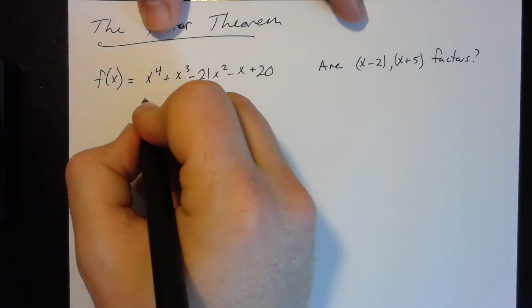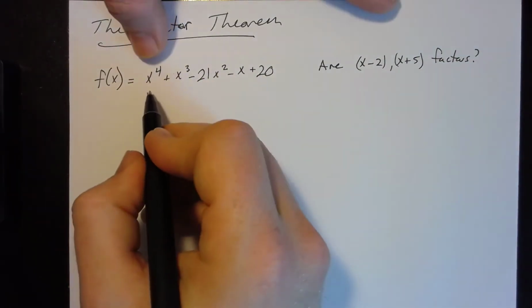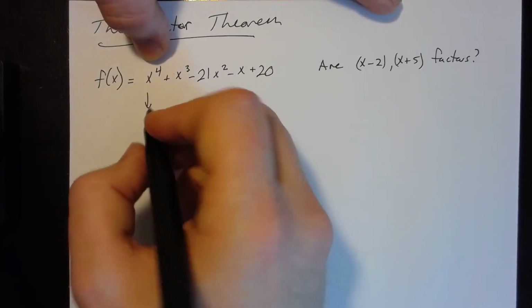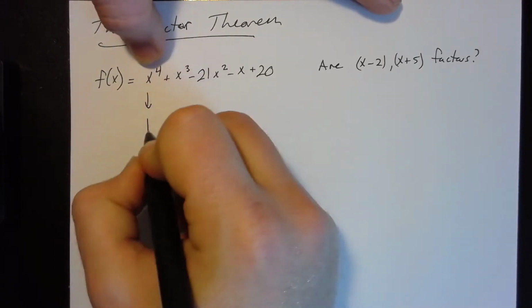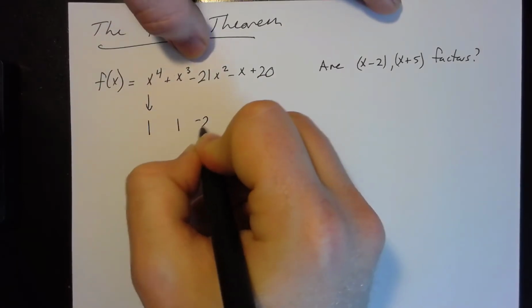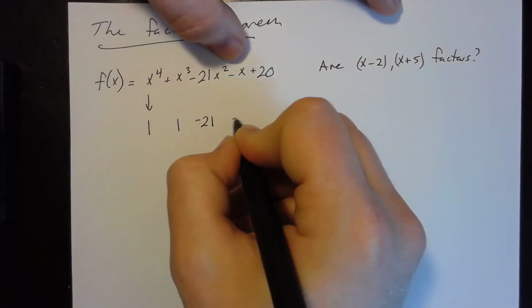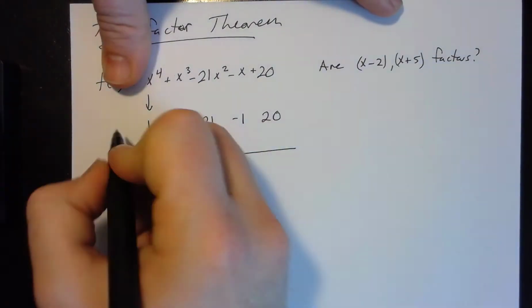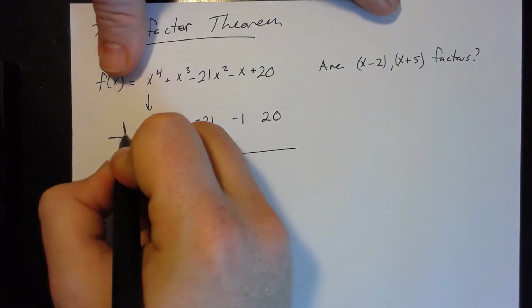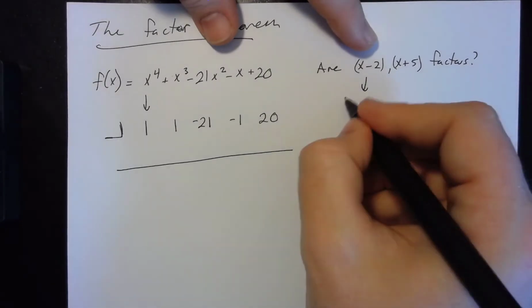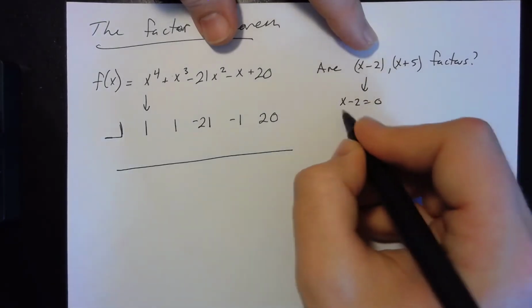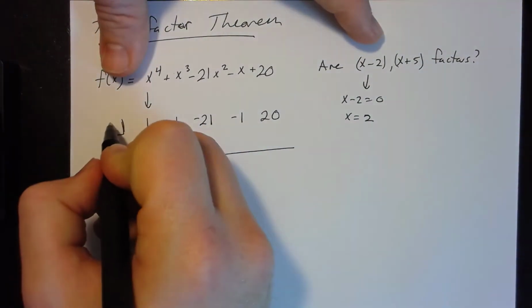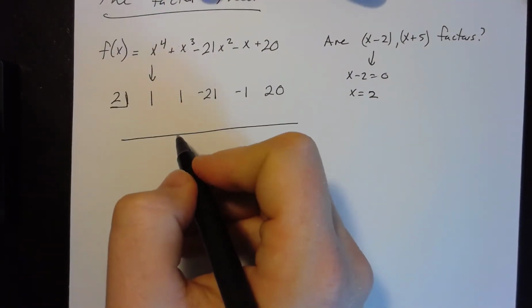So what I'm going to do first is identify the constant values that come from these. Keep in mind, if there's nothing in front of a power of x, then there's supposed to be a 1 there. So this is 1, 1, negative 21, negative 1, 20. Okay, I'm going to draw my line here and start my little box. And over here, remembering that this is my divisor, x minus 2 equals 0. If I solve that for x, x equals 2, which gives me what I'm going to divide by. So back over here in this box, I'm going to write down 2.